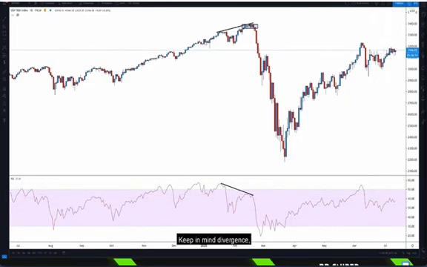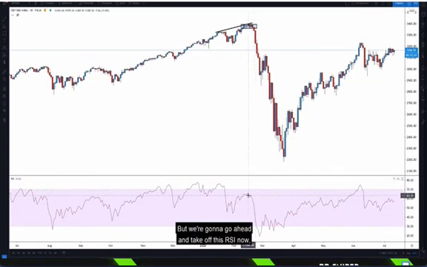Keep in mind, divergence, especially when you're using technical indicators like an RSI or a stochastic or a MACD or whatever other indicators you feel you need to use, is not something to be relied on exclusively. I personally will never take a trade based off of pure divergence. I'm always looking for more confirmations and more evidence to increase the confidence that I personally have in the setup.